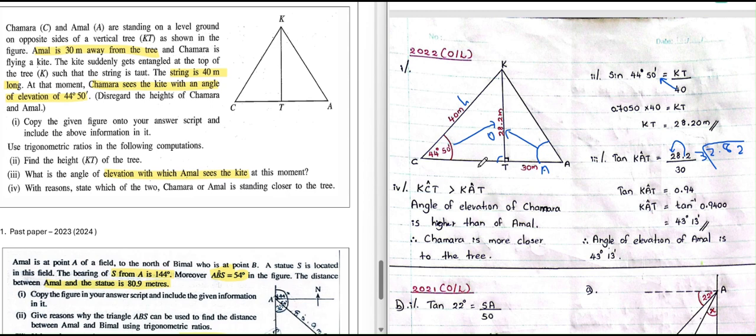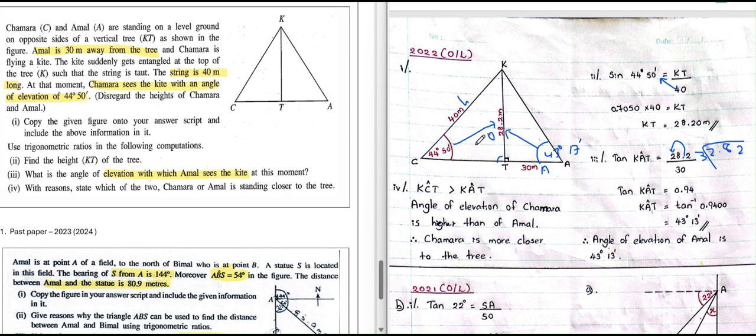But in these questions, normally one part of the question is given just to make you think of something and write the answer, like here. Now you can see I have taken the two angles of elevation. Here the angle of elevation of Chamara is 44 degrees something, and the angle of elevation of Amal, we got, is 43 degrees and something. Here, 43 degrees and 13 minutes, right?